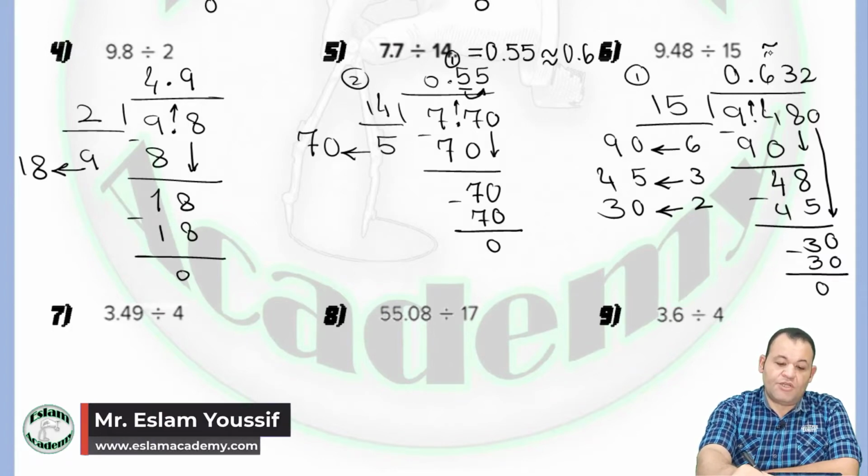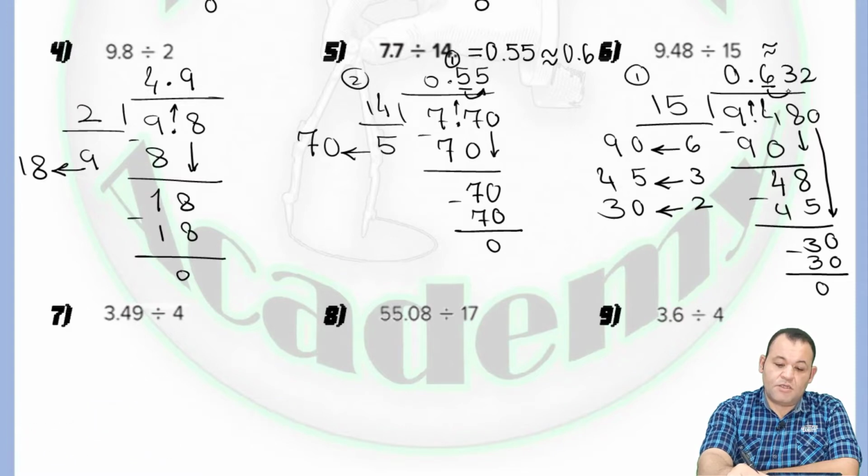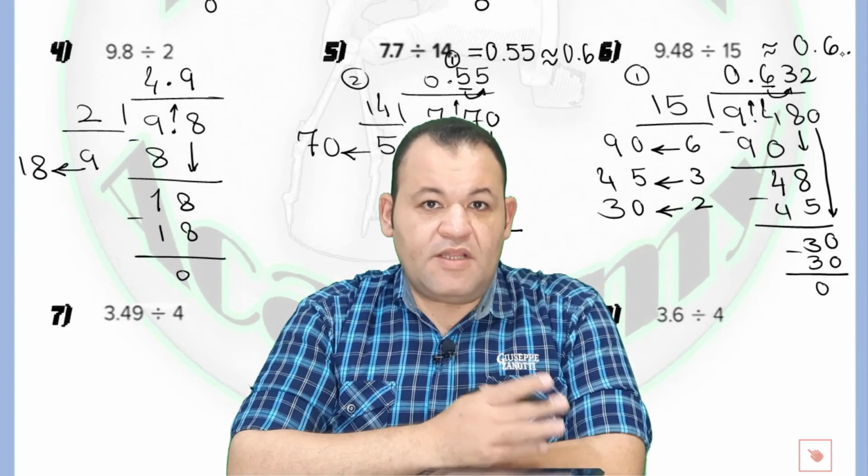If you need to round to the nearest tenth, underline the 6. Look at the right, you'll find 3. 3 is one of the weak numbers, so it doesn't change anything. So it will be approximately equal to 0.6. And that's how we can divide a decimal by a whole number.